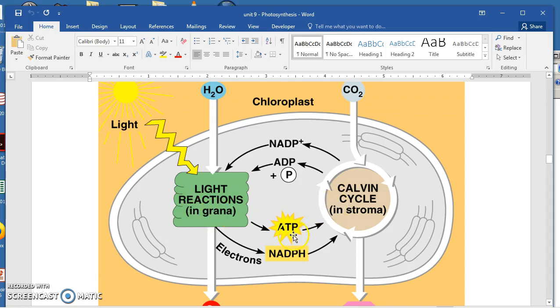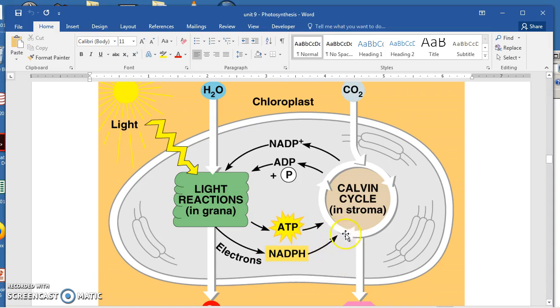The ATP and the NADPH, and NADPH is similar to the NADH we studied with aerobic respiration. It is also a high energy molecule. Those go to run what's called the Calvin cycle, or the light independent reactions. They used to be called the dark reactions. They've tried to get away from that.